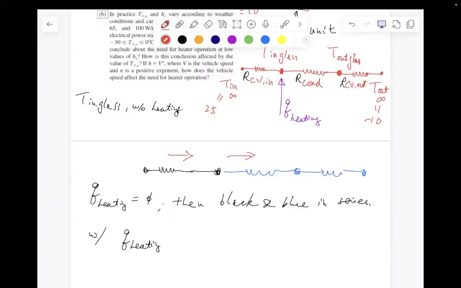In other words, all the heat that's going through blue should also be going through the black. So in other words, the flux or the heat has to be exactly the same between the black and the blue. And now if we have this purple heating unit, is this still the case? We know they are not. So they are not in series.